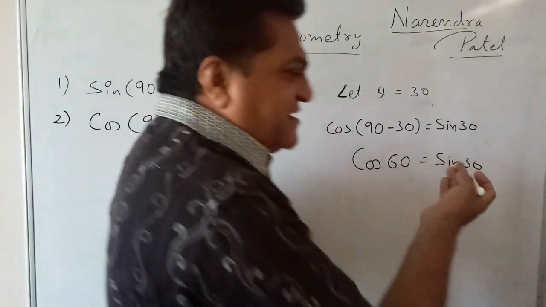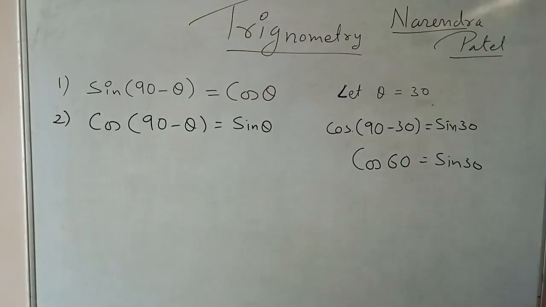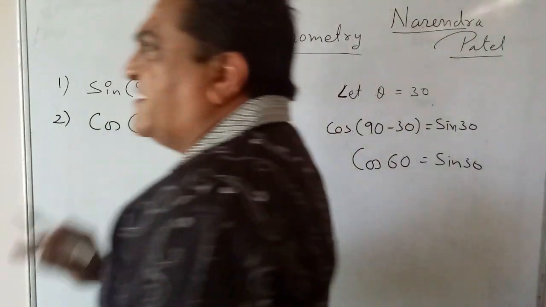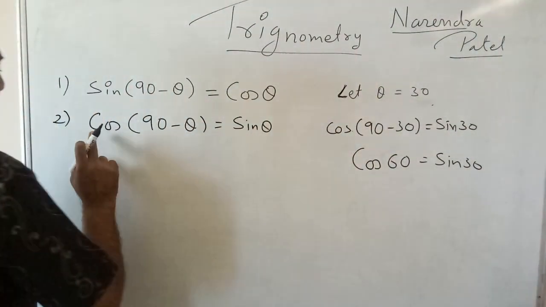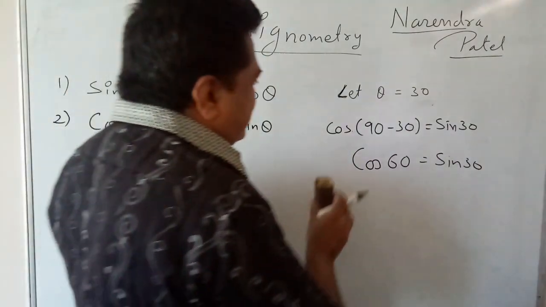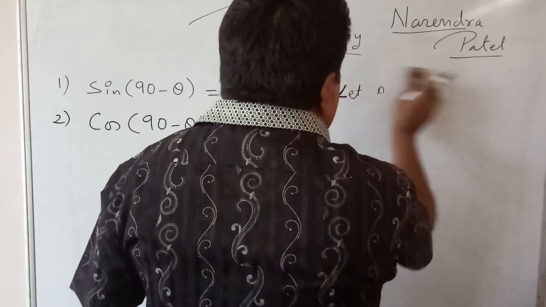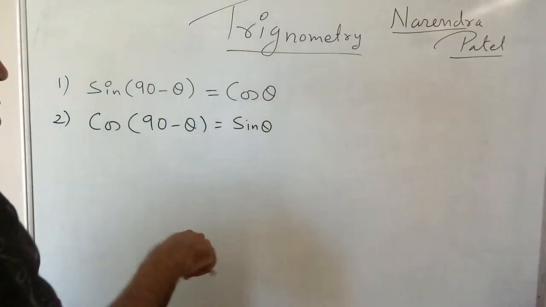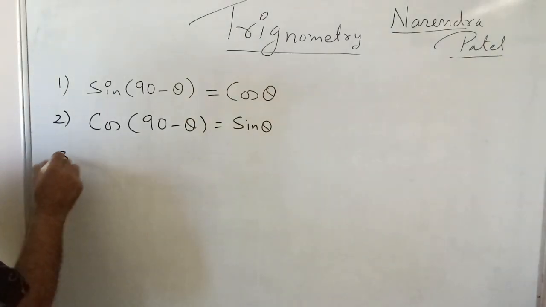Cos 60 and sin 30. Cos 60 is 1 by 2. Sin 30 is also 1 by 2. So complementary angles are equal. So for converting cos into sin, you need 90 minus theta. You have to subtract the angle from 90, then it will be converted into the other trigonometric ratio.